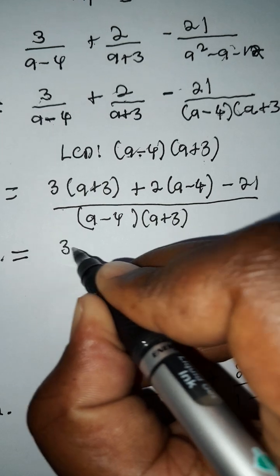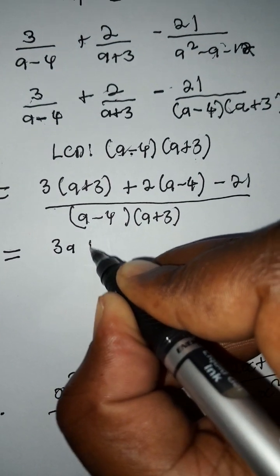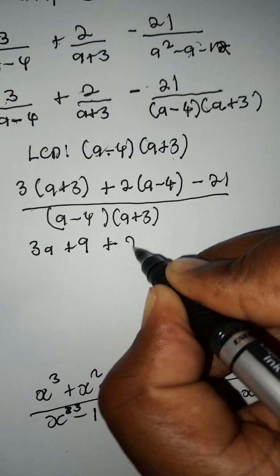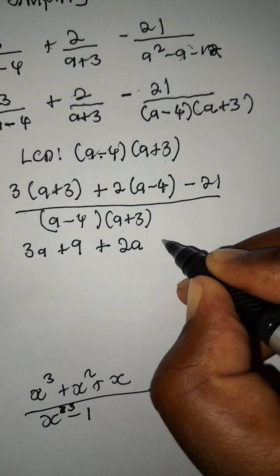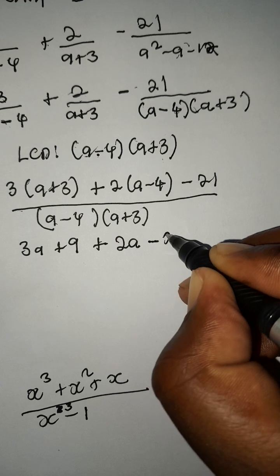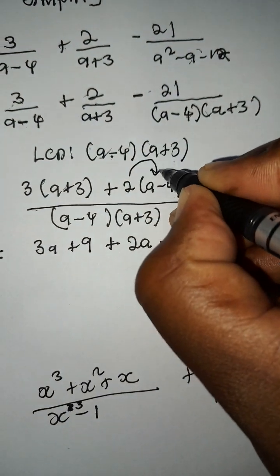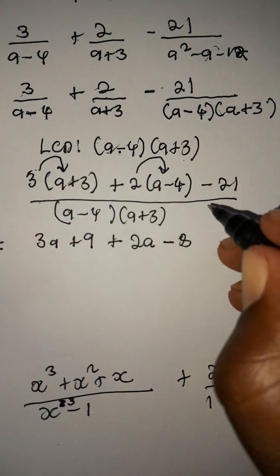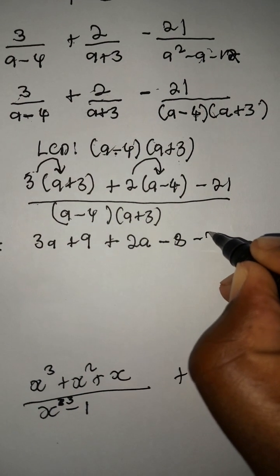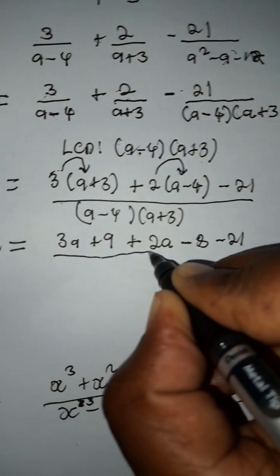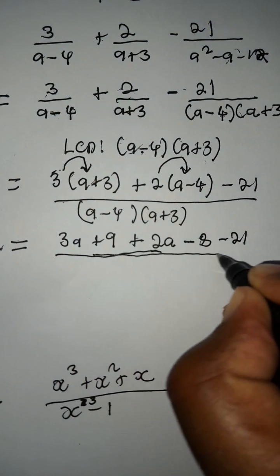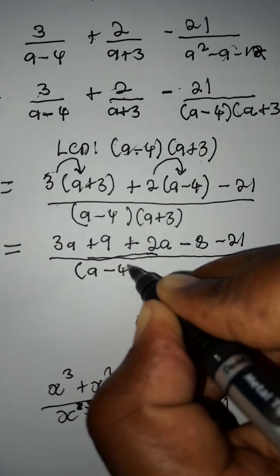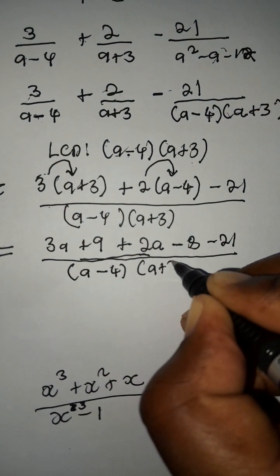3 multiplied by a is 3a. 3 multiplied by 3 is 9. 2 multiplied by a is 2a. Then 2 multiplied by negative 4 is negative 8. This is what I did: these numbers multiply what is inside the bracket. Then we're left with minus 21. And don't forget to put your LCD at the denominator, a minus 4 and a plus 3.